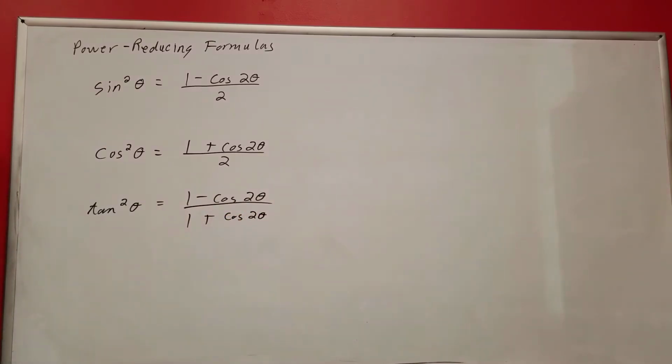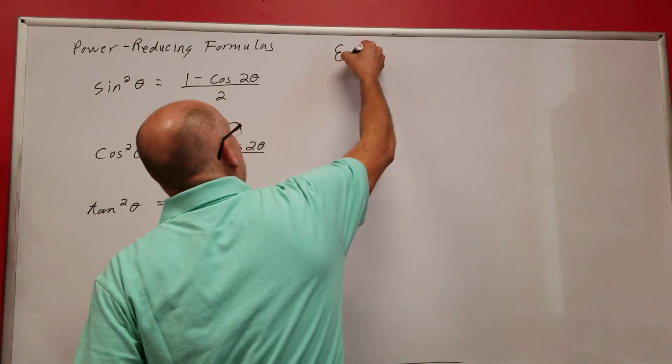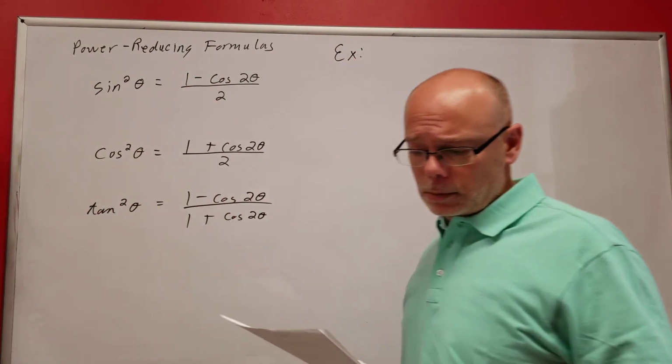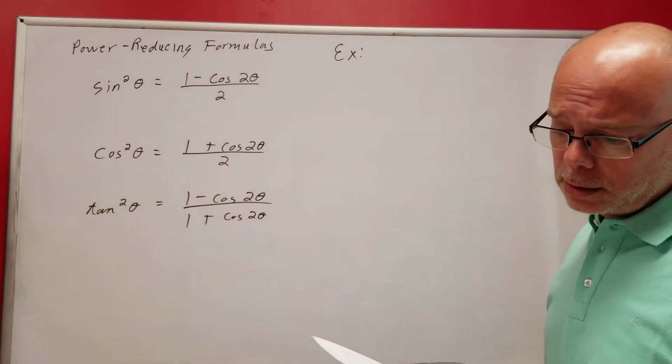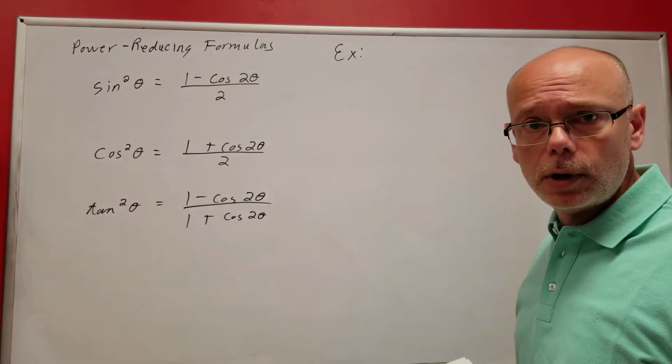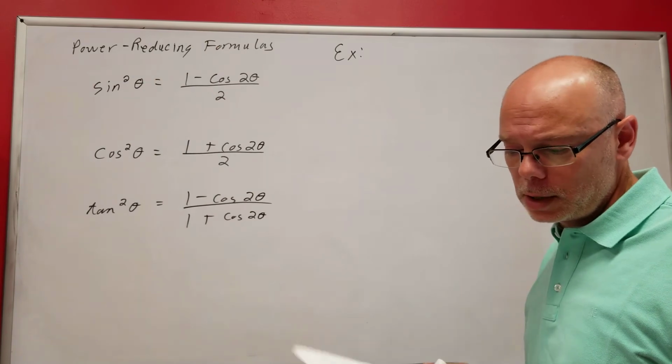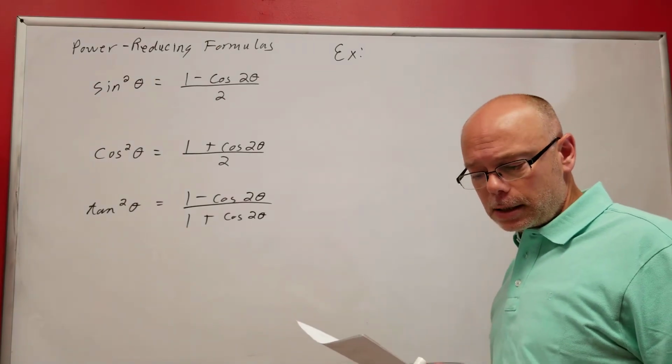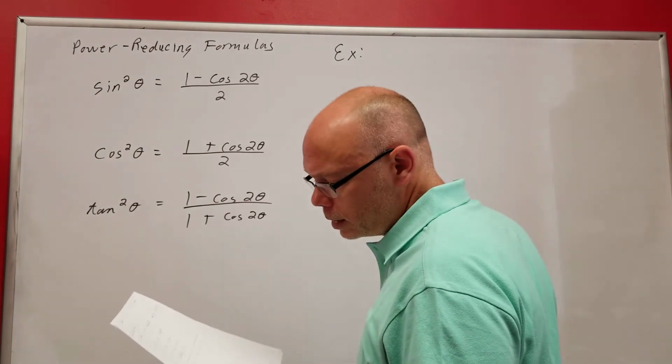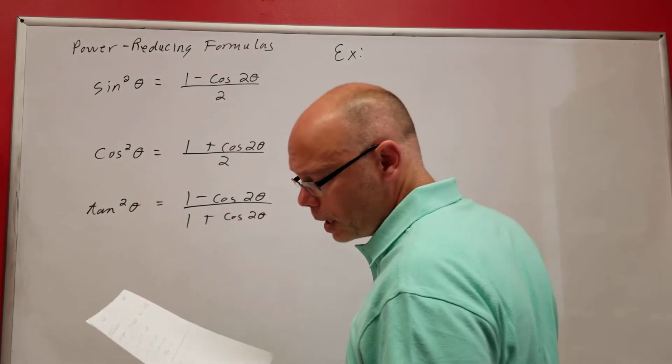Now, you usually see the sine and cosine a lot. The tangent, not as often. But anyway, in the notes I have how to get the cosine squared of theta. Like I show you how to derive it. You don't have to know that. I was just showing you how to get that. I'm just going to skip down to the example where it says write the expression in terms of the first power of cosine.